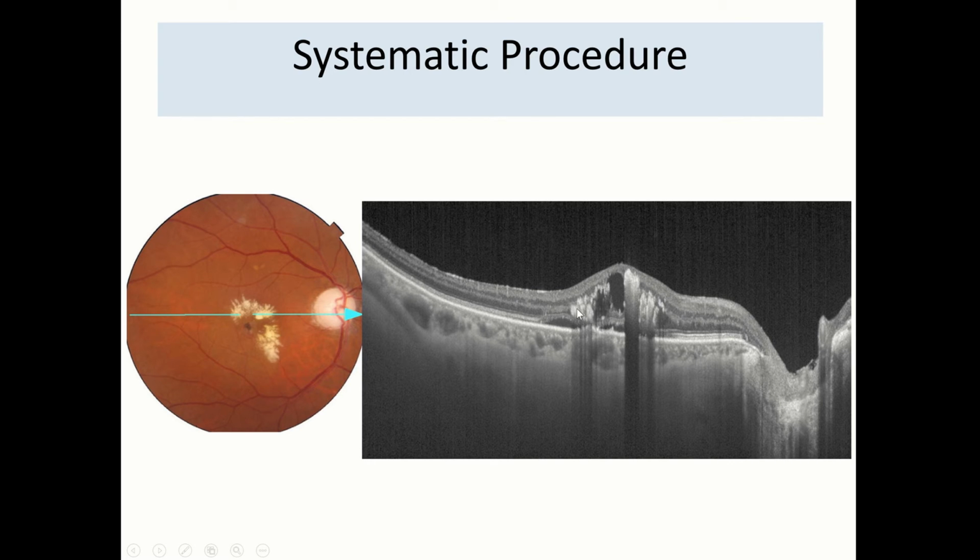They are present in which layer? They are present in the outer plexiform layer. Here you can see that. And in Henle's layer, you can see this is a large intraretinal fluid-filled cyst. And these hard exudates are casting shadows at the back.